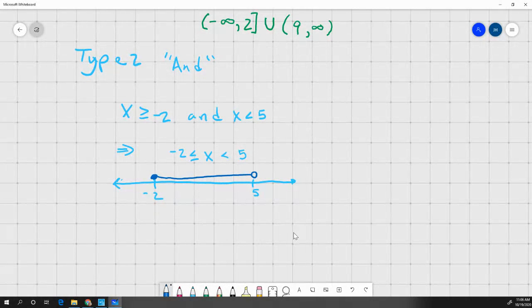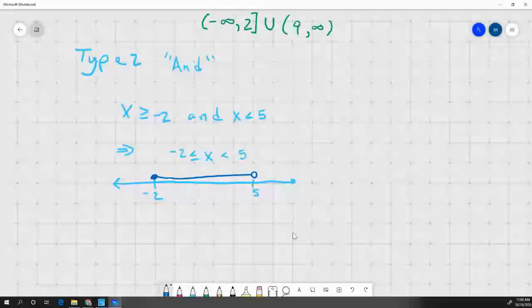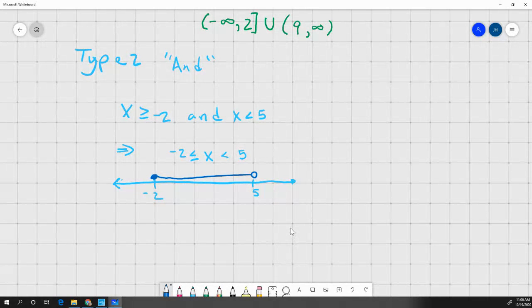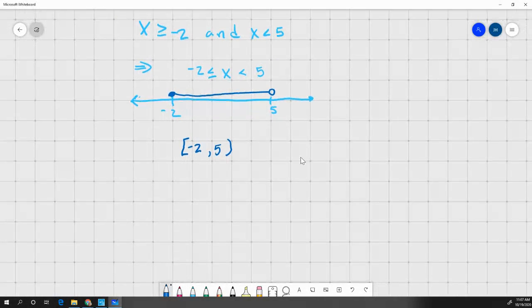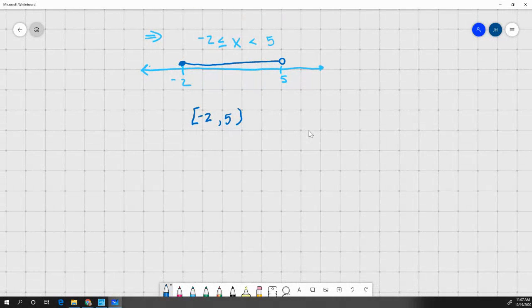So our solution set in this circumstance is everything between -2 and 5, where when we were dealing with or, they were graphing away from each other. They had two separate solution sets. But these, if I were to write this in interval notation, it would be bracket, because we're including that -2, to 5 parentheses, because we're not including the 5, we're including everything up to the 5.